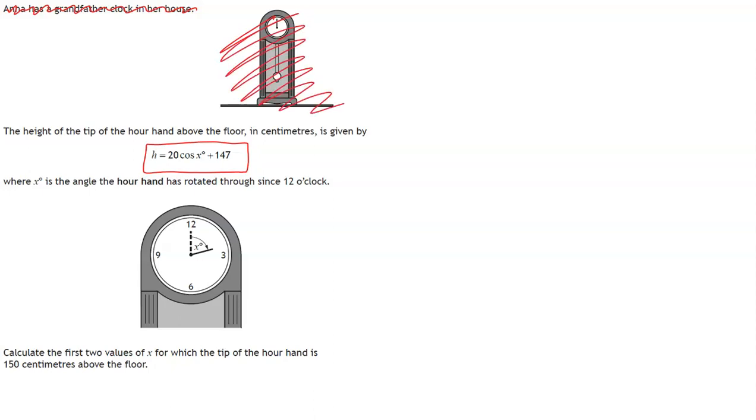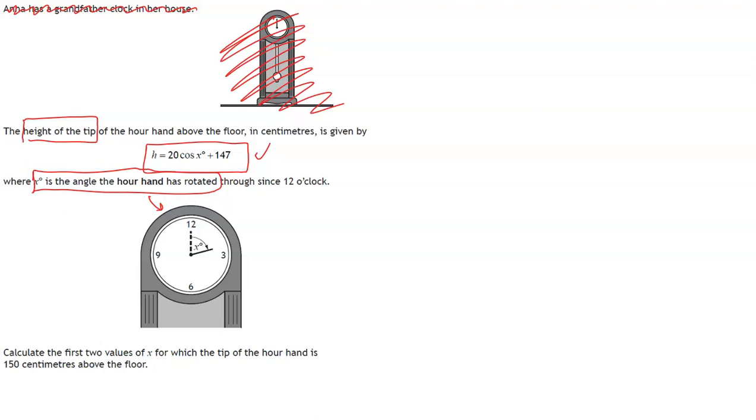The height of the tip of the hour hand above the floor in centimetres is given by that. So it's worth noting that it's the height of the tip above the floor, in centimetres, given by that. So we definitely need that. x is the angle the hour hand has rotated through since 12 o'clock. So it's useful to know that. But this is also demonstrated by the diagram. Even if that sentence wasn't there, you could still extract that information from the diagram, which shows you what the angle x measures.